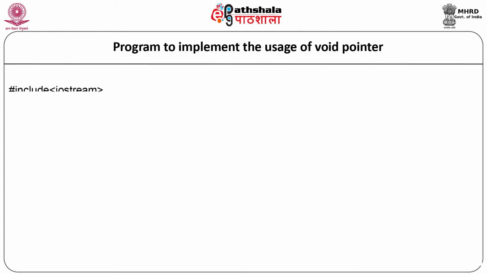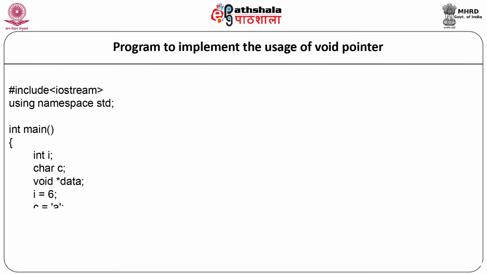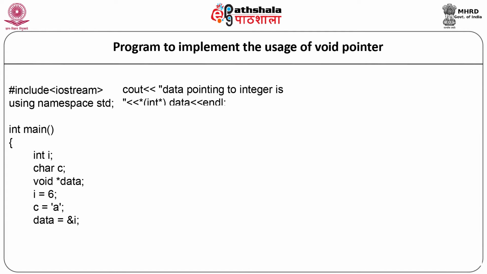Now let us see a simple program for the usage of void pointer. We will start with the main function. i is declared as integer, c is declared as a character, *data is a pointer of type void. i value is 6, c value is 'A', and now we are giving the value to the void pointer data = &i. Now we are displaying back the value of integer i as cout, data pointing to integer is, *(int *)data, and endl.